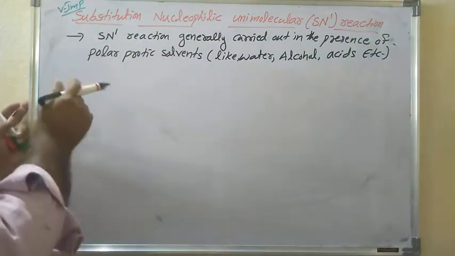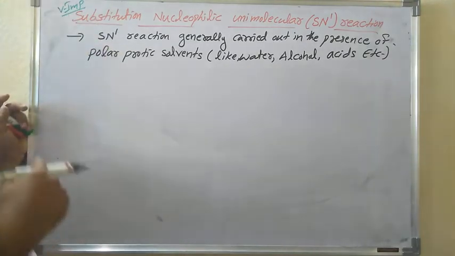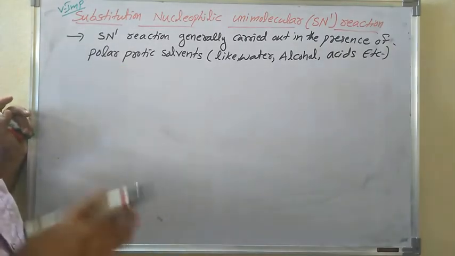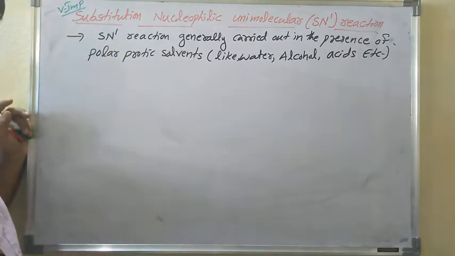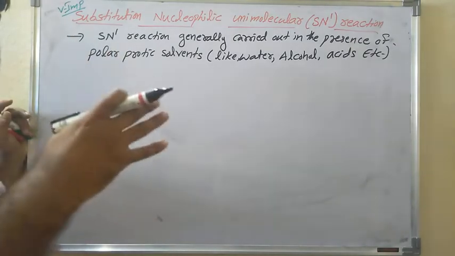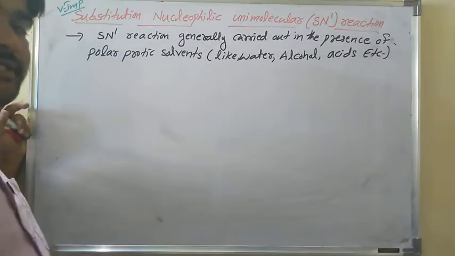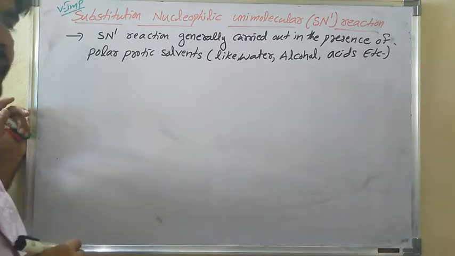Polar means what? Polar means already positive or negative charge. Which compound is having positive or negative charge, that is a polar compound. Protic means what? Compounds that donate the hydrogen bond. Compounds that act as hydrogen bond donors are called protic solvents. Polar protic solvents. SN1 reaction in the presence of what? Polar protic solvents.